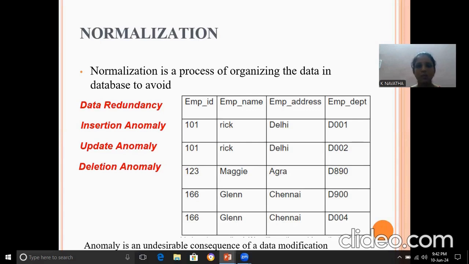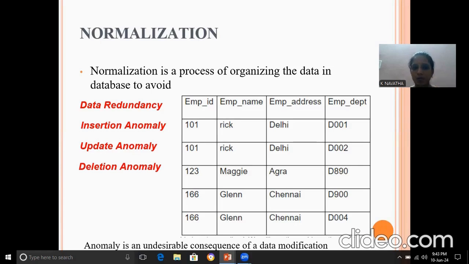So in a table, we have employee ID, employee name, employee address, and employee department. Here two rows are the same, but the employee departments are different, so we have duplicate values. That means inconsistent data. We can reduce this by normalization. So we have insertion anomaly, update anomaly, and deletion anomaly.